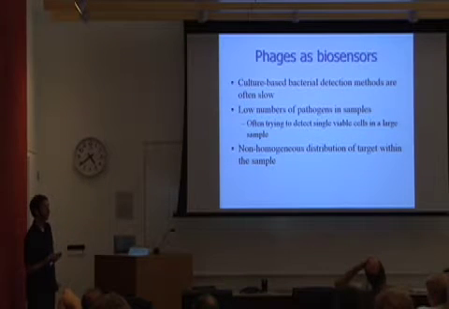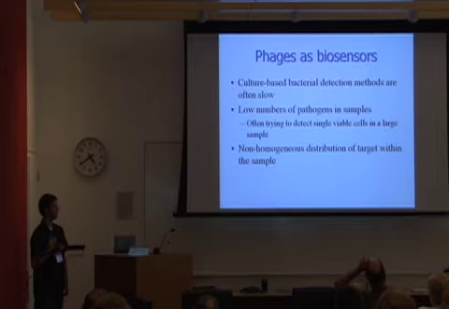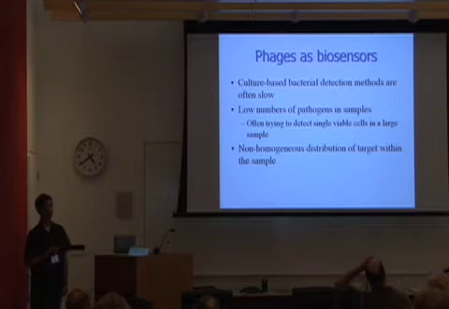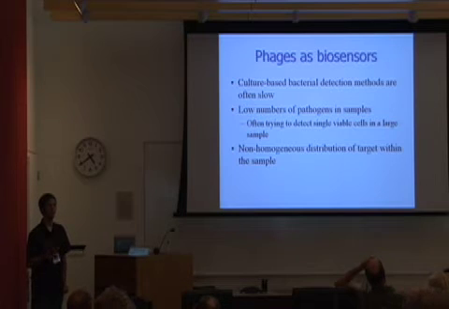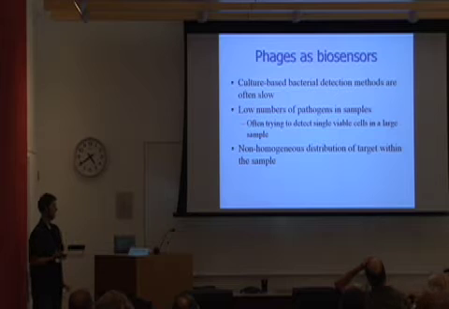7 days to get positive results from culture methods. You're often looking at samples with very low numbers of pathogens in them. You'll have a lot of samples with negatives. So actually, your hit to miss ratio will be very low. At least you hope it is.